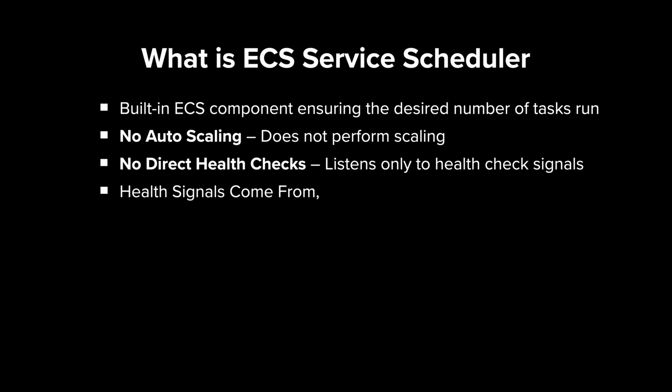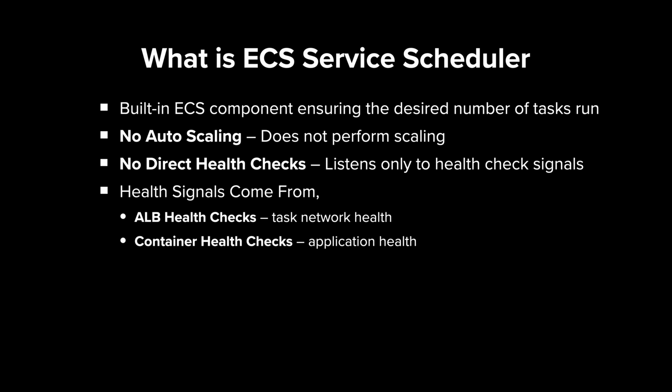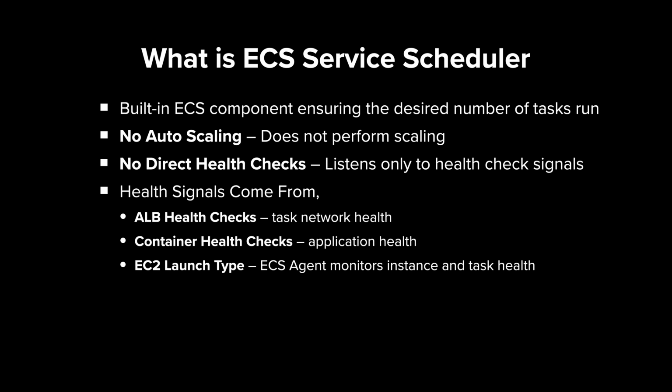These health signals come from multiple places. ALB health checks, which monitor task network health. Container health checks, which monitor the application inside the container. On EC2 launch type, the ECS agent runs on each container instance, monitors instance and task health, and reports the status to the ECS control plane. On Fargate, there is no visible ECS agent running on the host. Instead, AWS manages the agent logic internally.